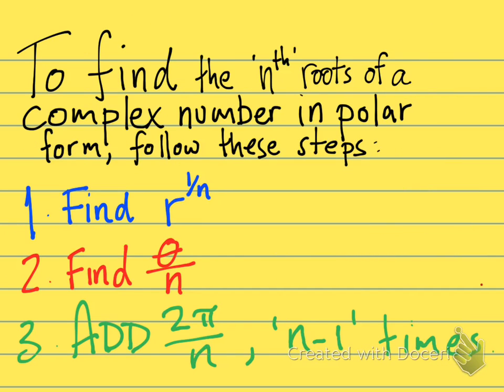To find the nth roots of a complex number in polar form, follow these easy steps. First, find r to the 1 over n. Now, that's not too bad. Then find theta divided by n. Well, that's also not too bad. And then finally, we add 2 pi over n, n minus 1 times. Now that may seem a little odd because it's a new thing for us, but that's what we're going to do. I'll show you how this works in an example, all right?